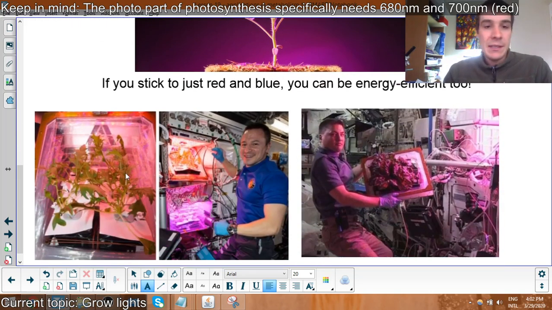So here's the space lettuce. Notice how they grew it. They grew it in just red and blue light, and the purple is just a mix of red and blue LEDs, because they don't need the green. Why would they? And so they were able to make lettuce in space and eat it too. They actually had a salad that was made with the lettuce that they ate. Yeah, that's that. I'm going to pause while I set up the next thing.